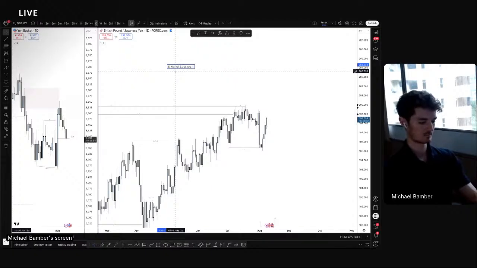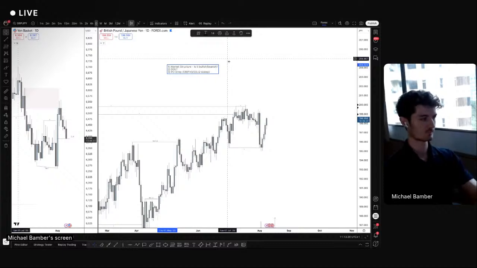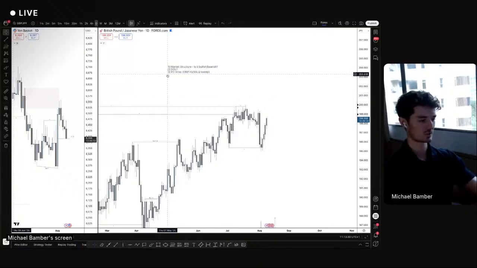Market structure. Is it bullish or bearish? Draw on liquidity. And then last but not least, which is an OB, fair value gap, or sell side liquidity sweep in this example. Right, so if we come back to this first question, market structure, is it bullish or bearish?